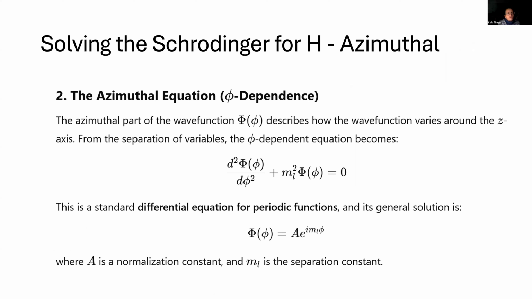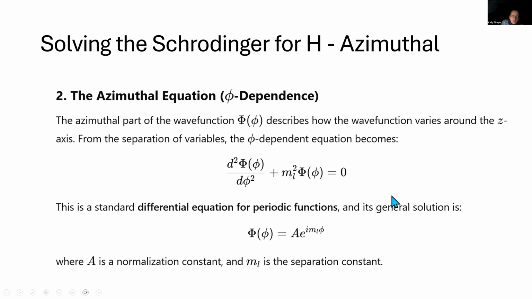So suppose we want to solve the Schrödinger equation for H in terms of the azimuthal part. The azimuthal equation is phi dependent. So the azimuthal part of the wave function, phi, describes how the wave function varies around the z-axis. From the separation of variables, the phi-dependent equation will then be, oh, look at that, a second order linear homogeneous differential equation, right? So you have your differentiation right here, and you have your other term over here.